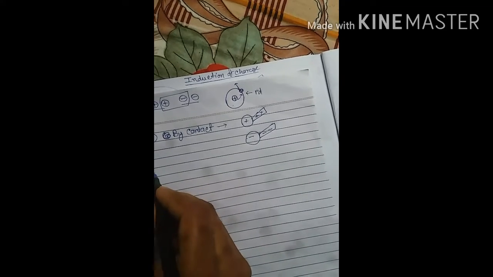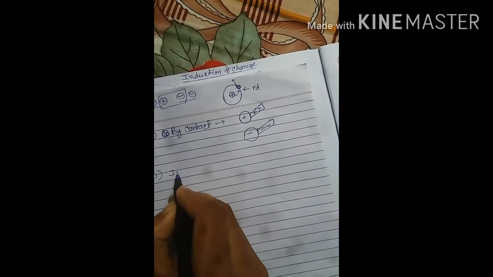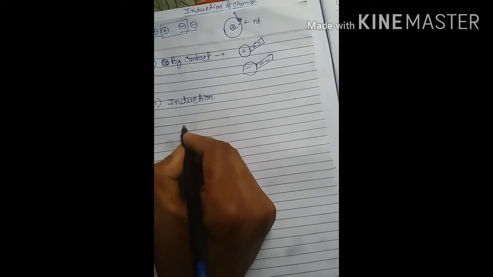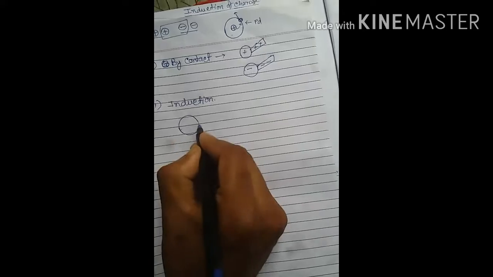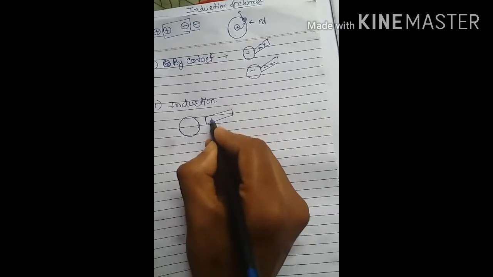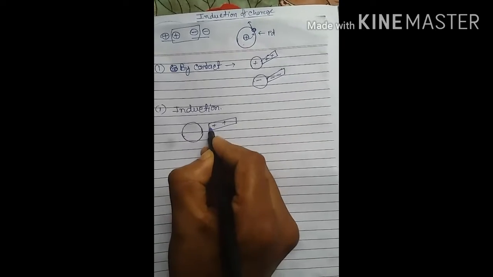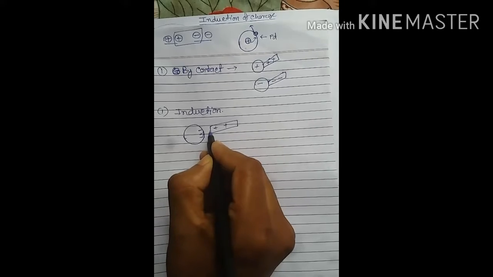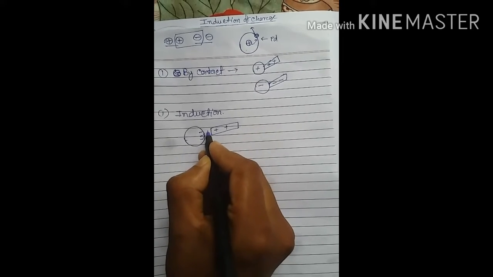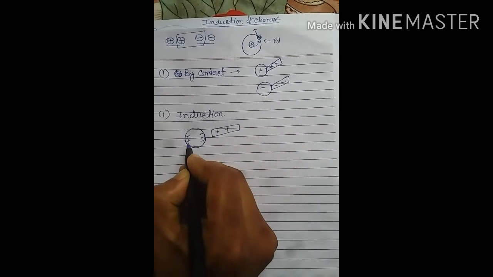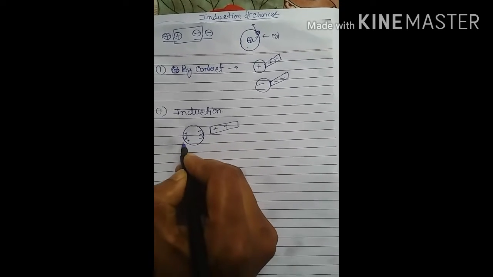The second way is induction. So what is induction? Suppose this is a neutral body, and we bring a charged body near it. Suppose this is a positive charge, then the closer side will be negative, meaning the opposite charge of this body, and the opposite side will be the same charge.